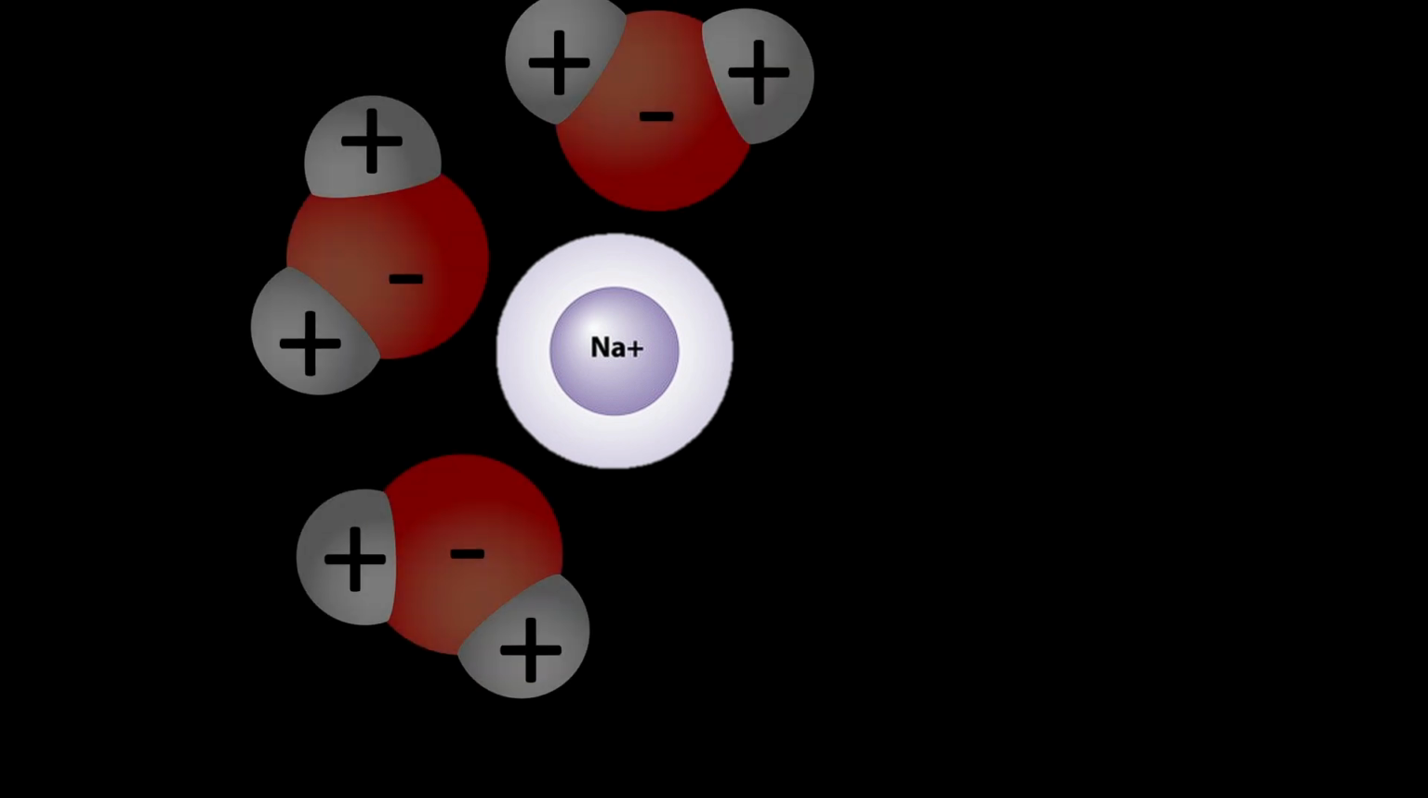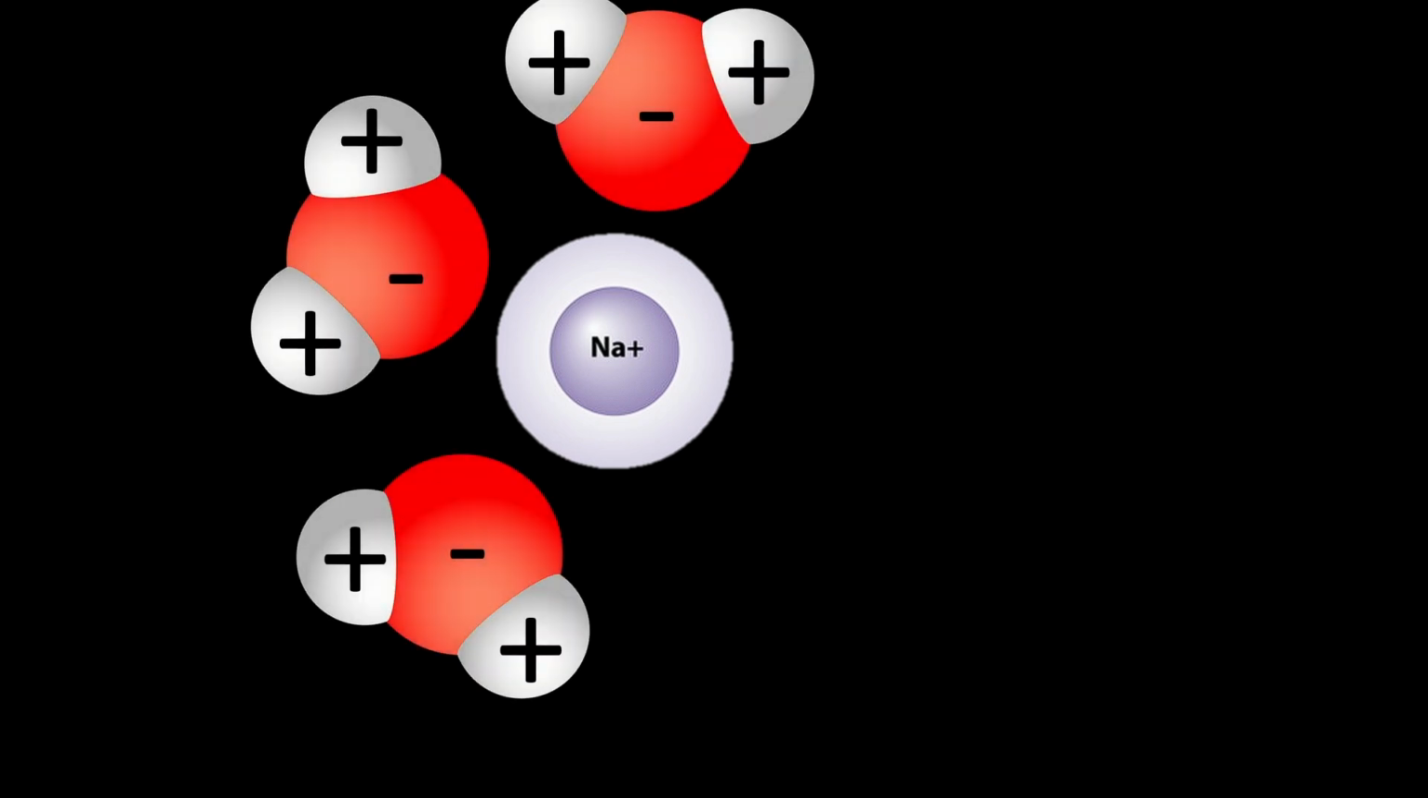So here we have the sodium, and here we have all this water aligned like this. Now notice how the slightly negative oxygen of the water is attracted to the positive sodium ion. These 3 water molecules are aligned like this because the slightly negative oxygen is attracted to the sodium. So now the oxygen will be closer to the sodium.